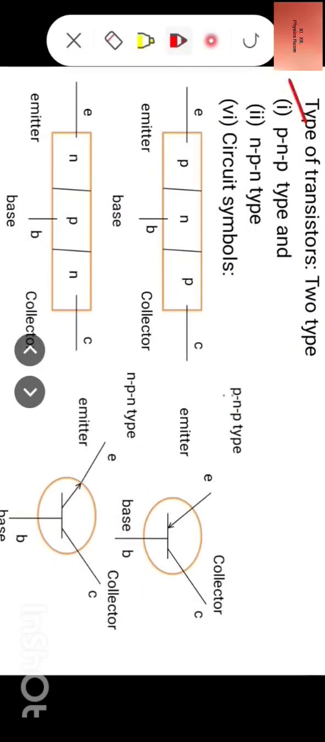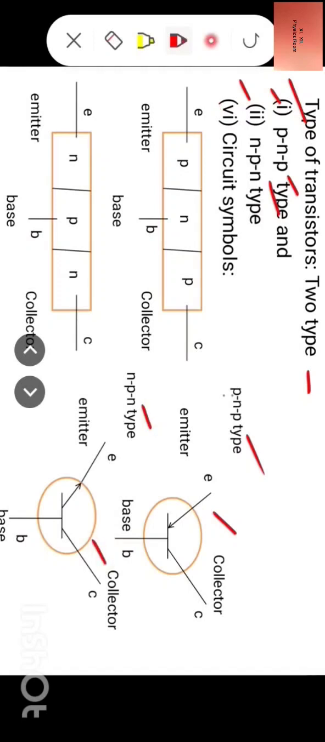Types of transistors. Transistors are of two types. First, PNP type and second, NPN type. Circuit symbols are as shown. This is the PNP type transistor and this is the NPN type transistor.